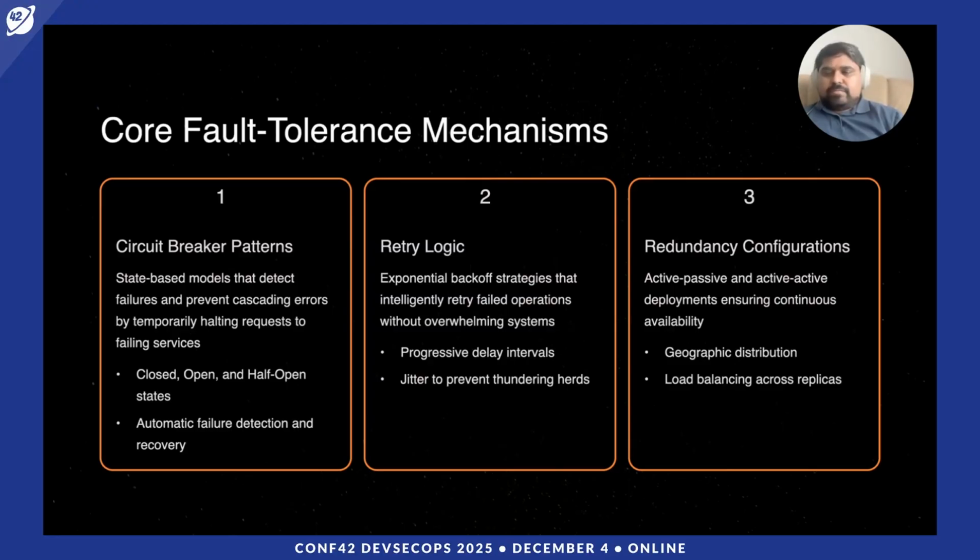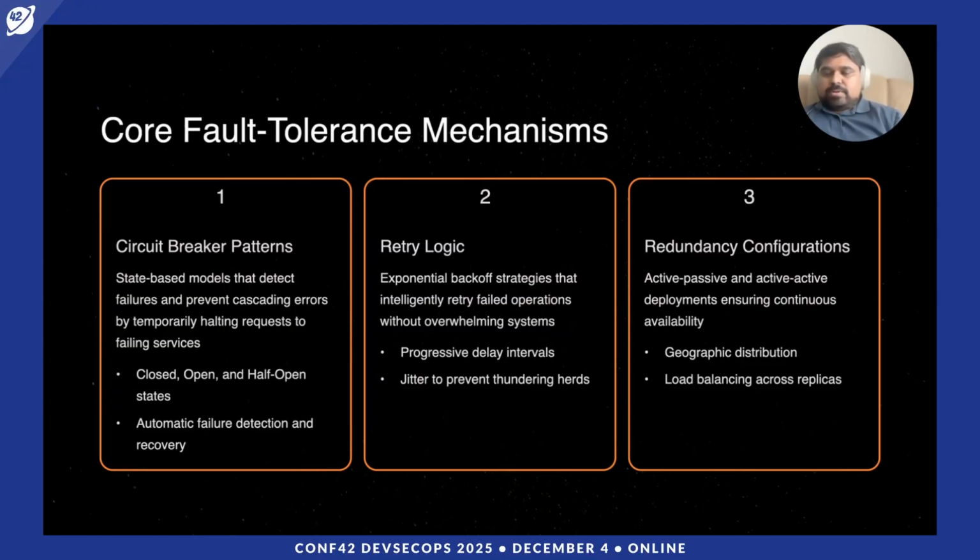The key benefit of this is that 70% of transient failures succeed on first retry with exponential backoff. You recover from temporary failures without adding stress to already struggling systems. Next is redundancy calculations.